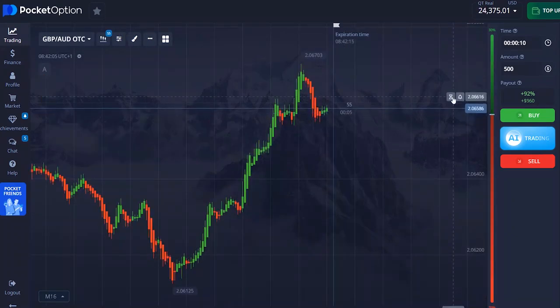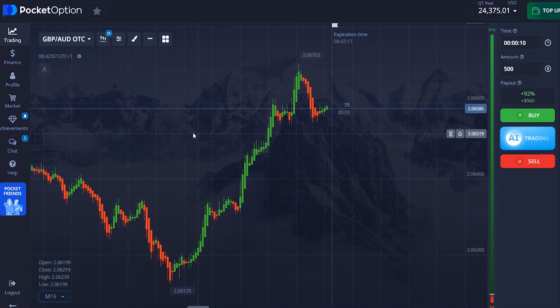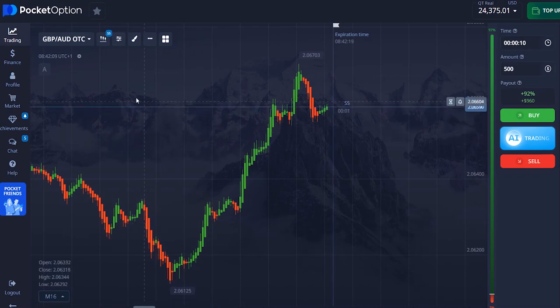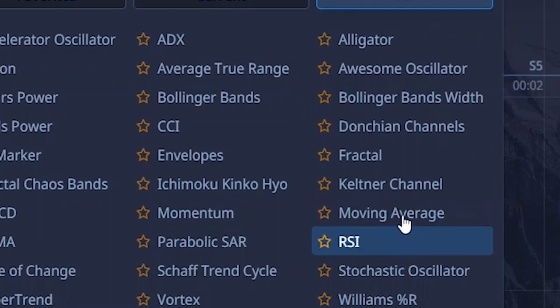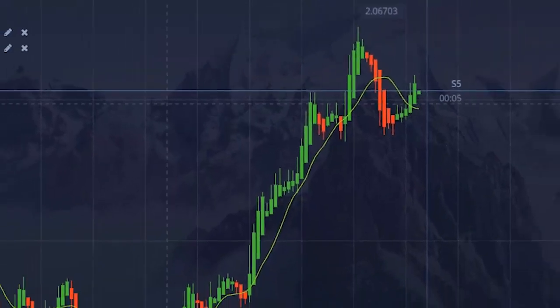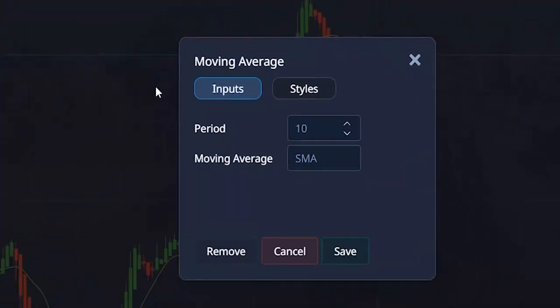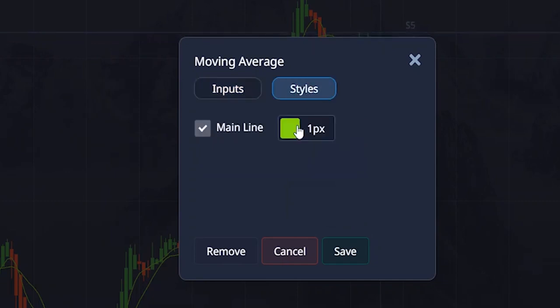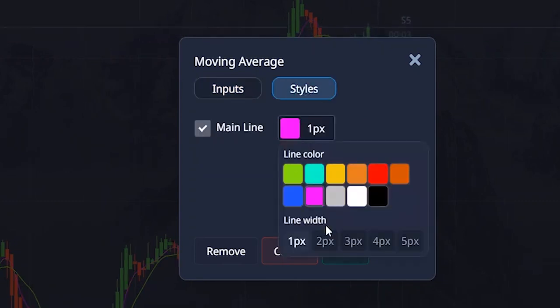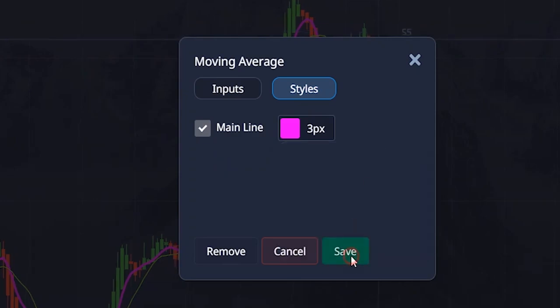On this particular strategy, I'm actually going to be making use of two indicators, which is the moving average. I'm going to come over to my indicator section right here, and I'm going to be using just two moving averages. So the settings of the first moving average comes with the period of 8. Let's set this as 8. Then the moving average, you're going to be using WMA. Right here on the style level, I'm going to be using a purple color and I'm going to be using it on 3 pixels. So when you're done, just click on save.